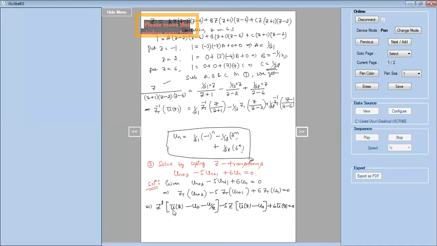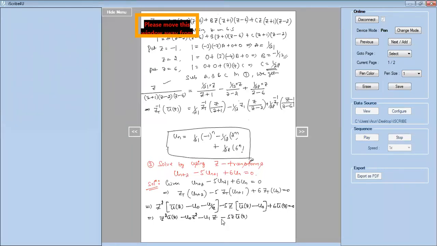Now let us multiply the Z square inside and simplify this. If I multiply inside, this becomes Z square u bar of Z minus u0 into Z square, and the next term u1 into Z square by Z, and Z square by Z is Z. Next, minus, multiply here, so it is minus 5Z into u bar of Z.